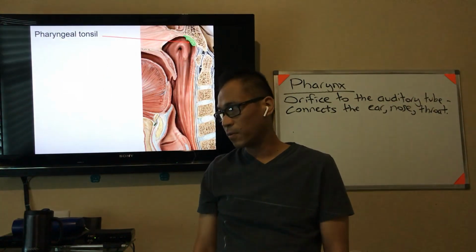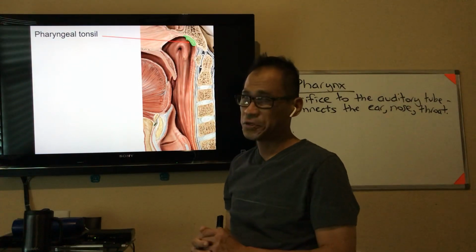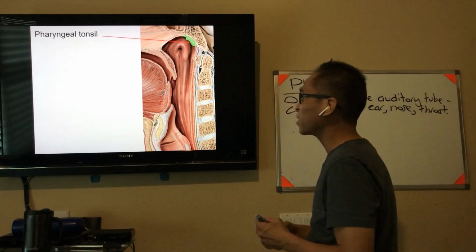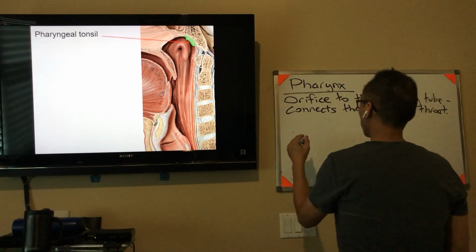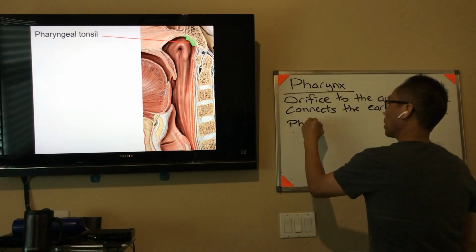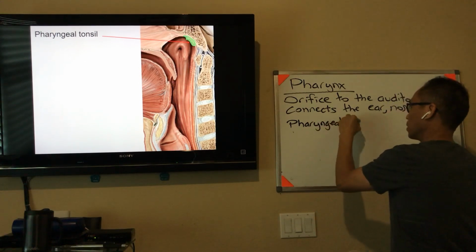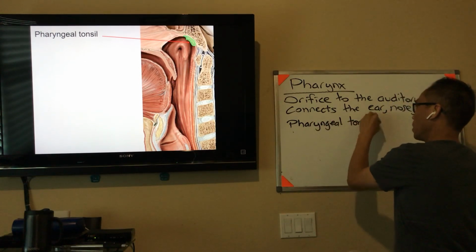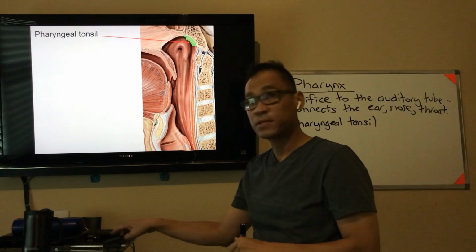Other things to know, there's some lymph tissue here. Basically, we call them your tonsils. What's highlighted in green there is the pharyngeal tonsil. Just kind of add that. We'll list it as a thing to know. Remember, we call it tonsil. It's basically lymph tissue, how it helps fight infection.